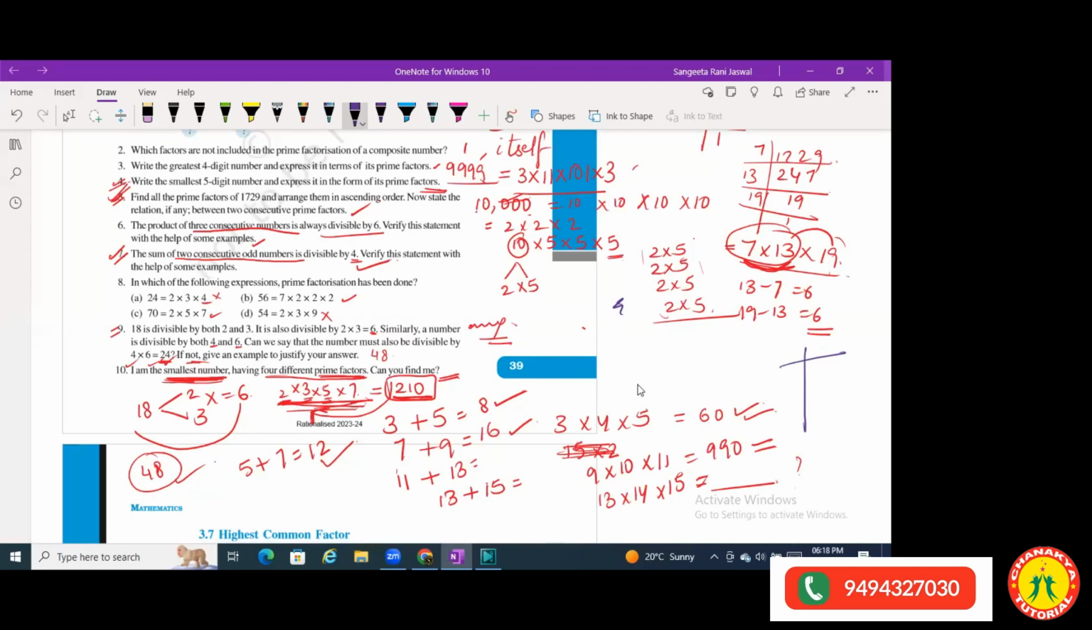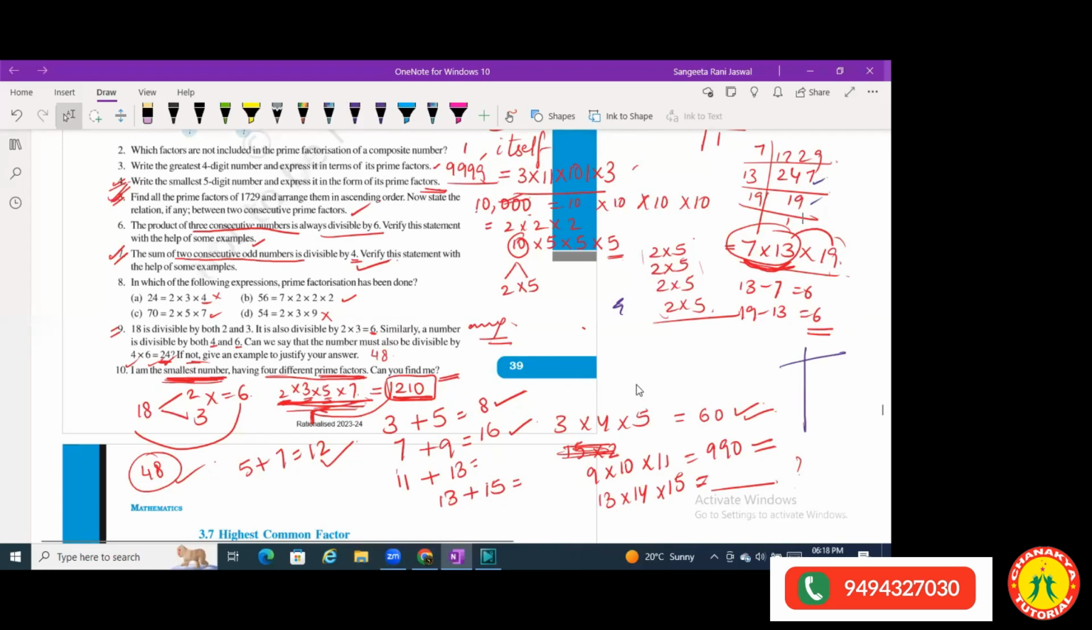So 7 twos are 14 and 3 is left. 3 sevens are 21... 7 fours are 28. Okay. So 247 we get. Then again we see that it is divisible by 13. So 13 into 19 gives me this number. Okay, so we'll have to check it.